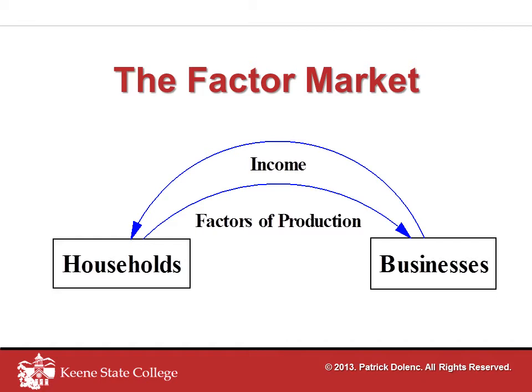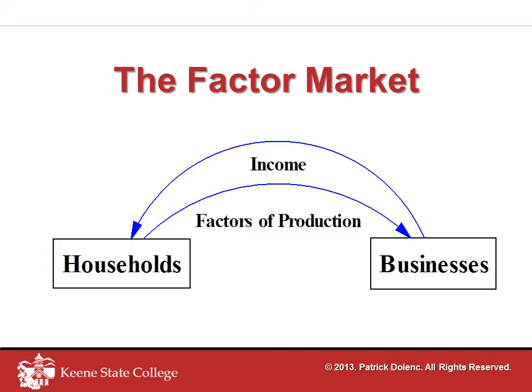We assume an exchange of equivalence in this market, and so that simply means that if $1 million flows from right to left in the diagram in the value of monetary income, then $1 million worth of factors of production flows from left to right. That doesn't rule out the possibility that there could be some individually bad trades, but in terms of the overall total, we don't assume that households systematically cheat businesses or vice versa.